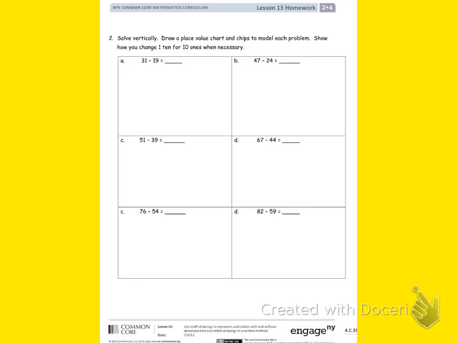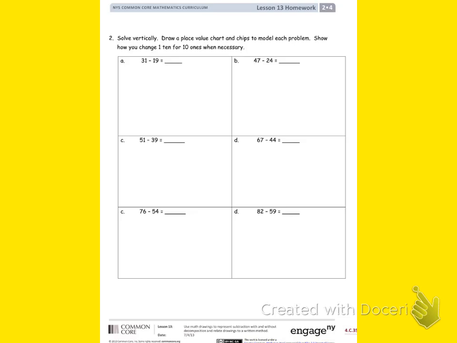Module 4, Lesson 13's objective is to use math drawings to represent subtraction with and without decomposition and relate drawings to a written method. Item 2, solve vertically. Draw a place value chart and chips to model each problem. Show how you change 1 ten for 10 ones when necessary.